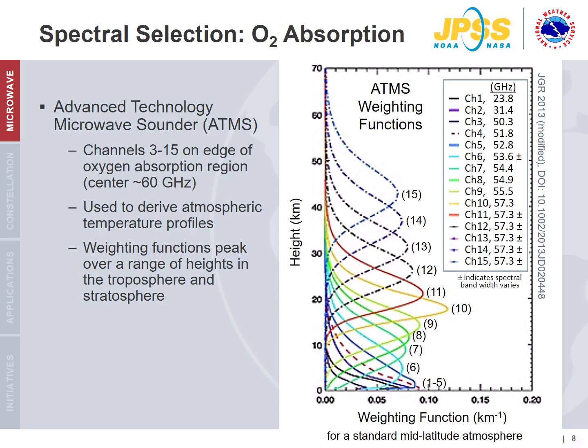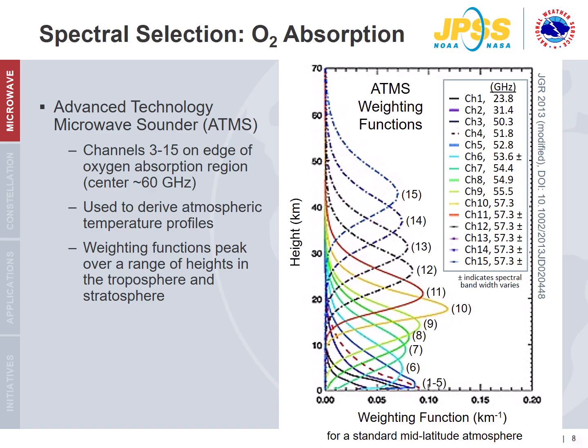Channel 3 at 50 GHz is farthest on the edge of the absorption region where it is sensing closer to the surface. The remaining channels have frequencies approaching the center where oxygen absorption is strongest and the atmosphere is opaque. Channels 10 through 15 are narrow and overlapping bands. The varying bandwidth is indicated with a plus-minus symbol. For more information, refer to the paper listed.